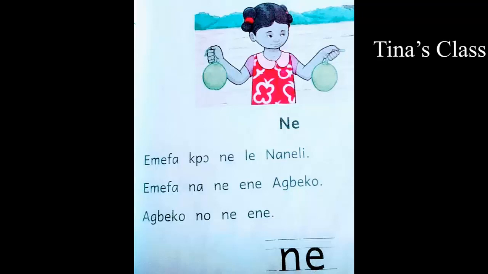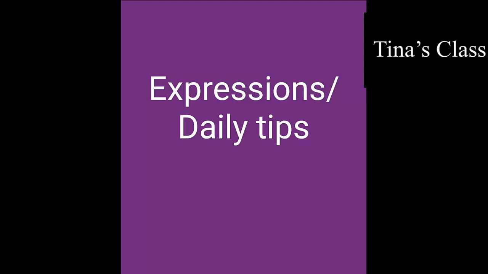The title reads Ne, Coconut. Emefa kpo ne le naneli. Emefa saw coconut at naneli. Emefa nane ene agbeko. Emefa gave 4 coconuts to agbeko. Agbeko no ne ene. Agbeko drank 4 coconuts. Well done, guys. Now let's move on to our dear letters.